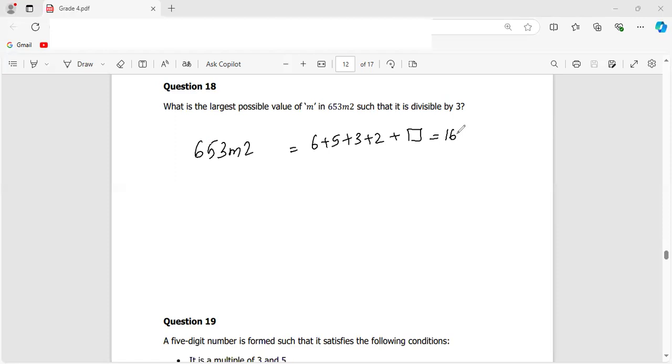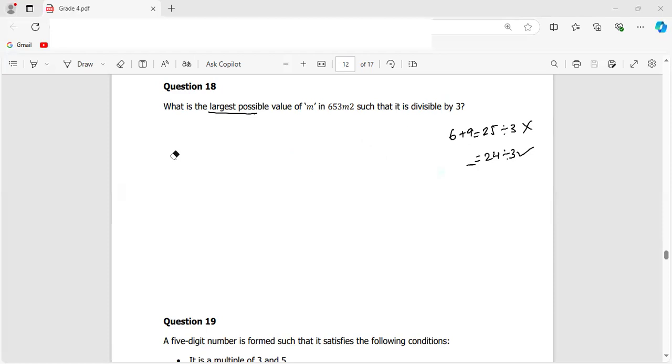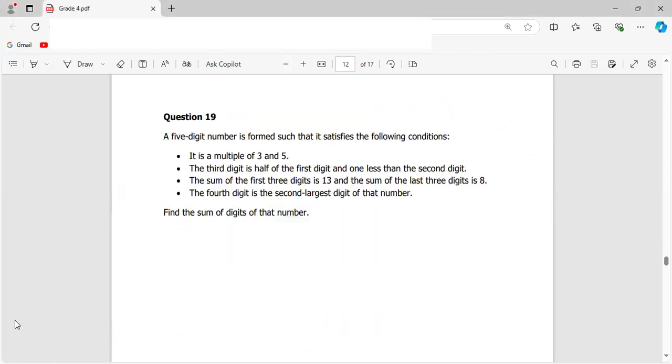So what is the maximum value? The maximum digit is 9. So if I do this, I get 25. Now 25 is also not divisible by 3. Then the next best option is 8. So you get 24, and 24 is divisible by 3. The largest possible value for m will be 8. Similarly, the smallest possible value for m will be 2. In that case, the sum will become 18 and it will be divisible by 3.